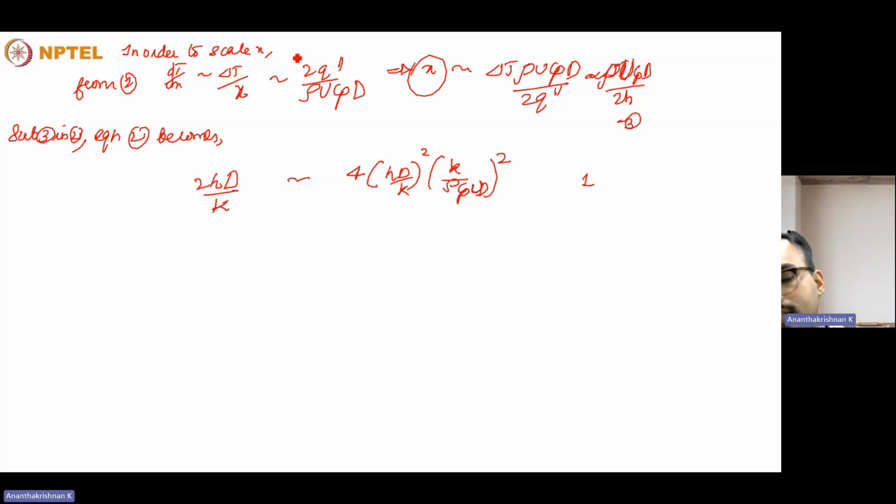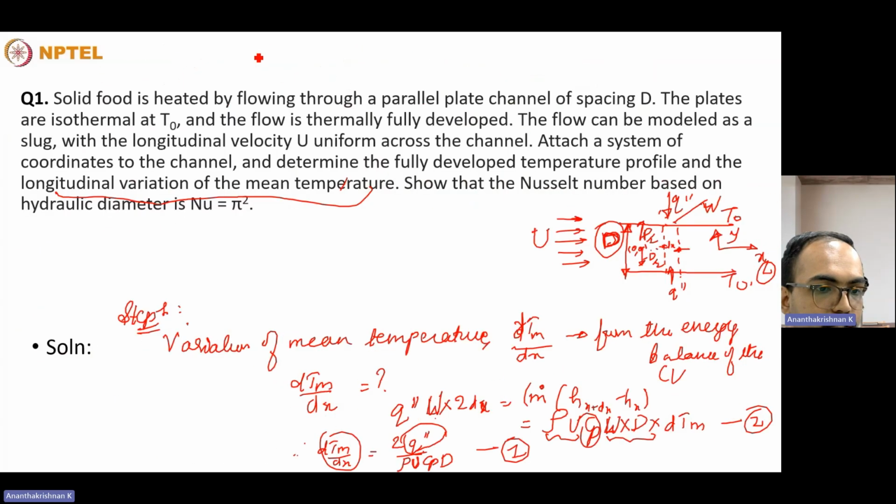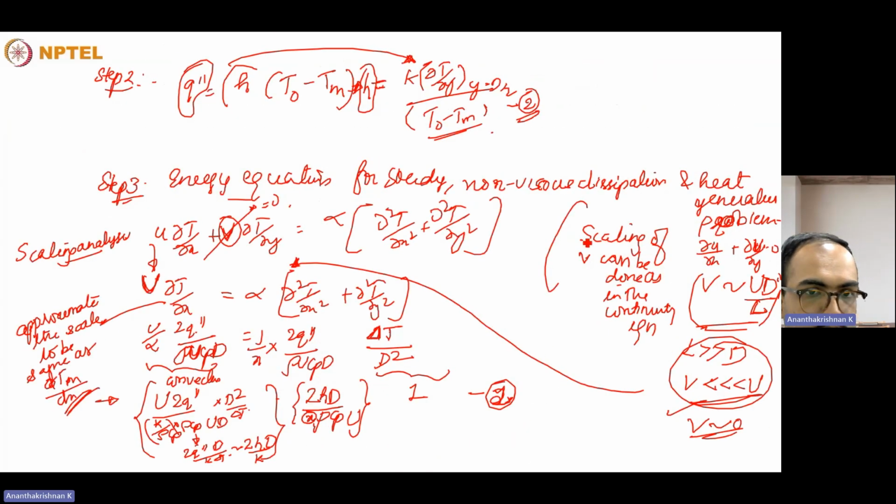So we could assume that the conduction in the y direction, the variation in the temperature, will be significant compared to the x direction. The diffusion term in the y direction is significant compared to the x direction. So the last term, ∂²T divided by ∂y², will remain in this equation. That's why we scale everything else with respect to that.